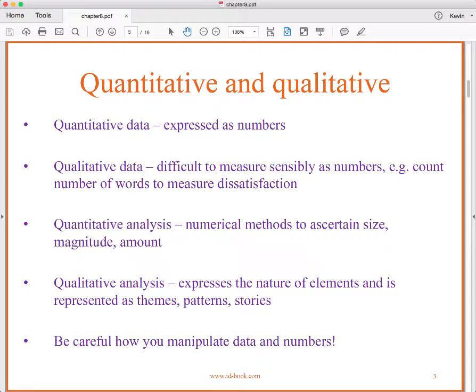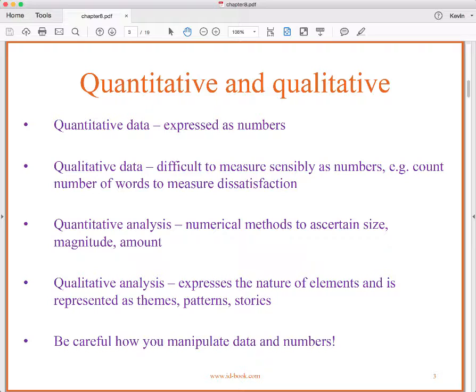So let's begin by trying to distinguish between quantitative and qualitative. Quantitative data are expressed as numbers, and qualitative data are expressed otherwise. So they're difficult to measure sensibly as numbers.